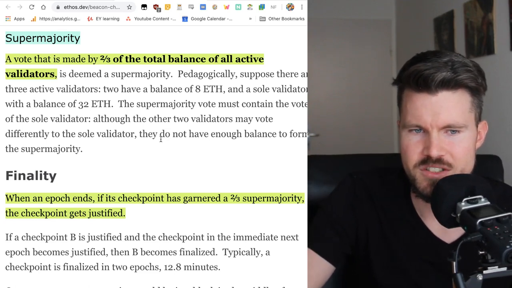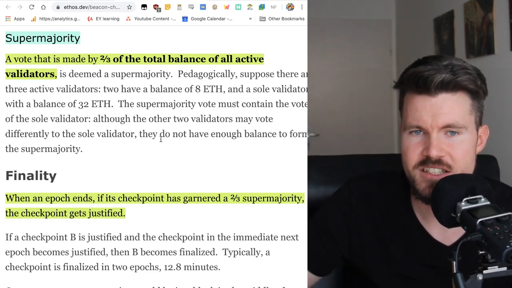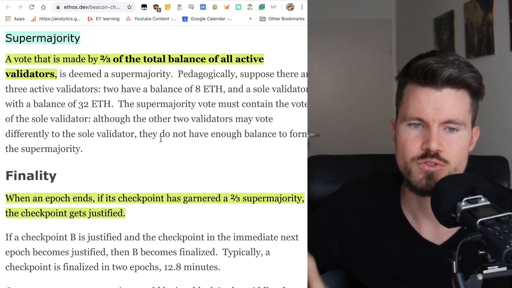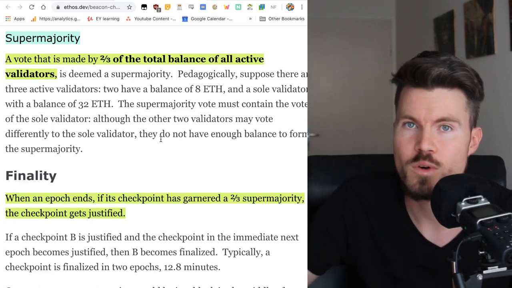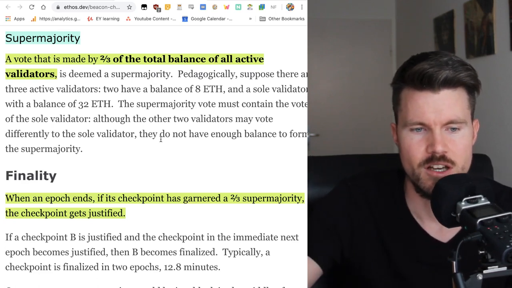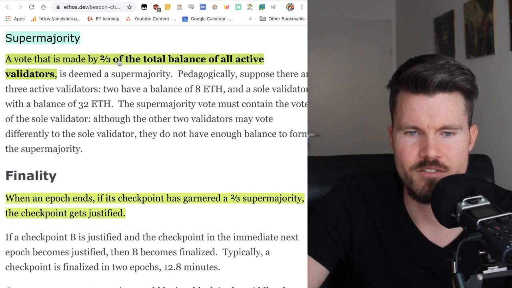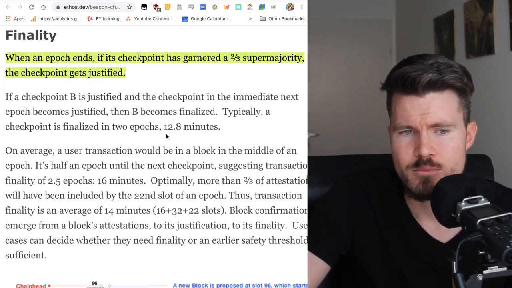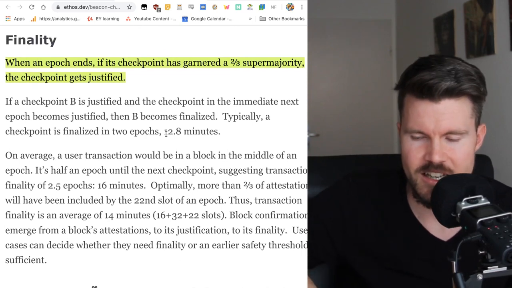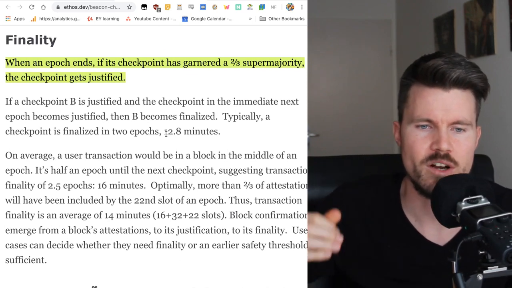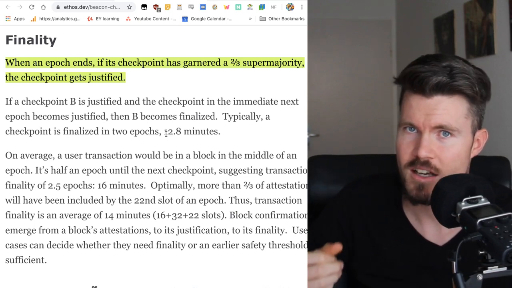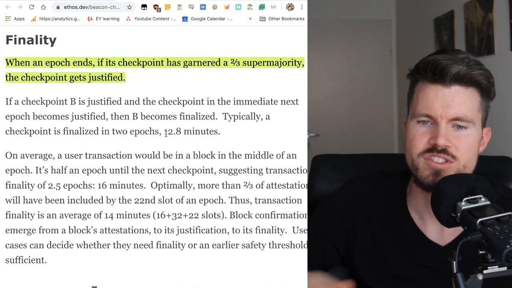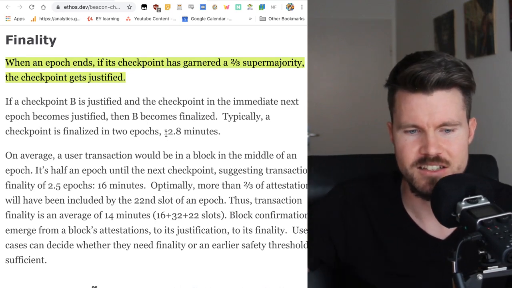Now, there's another important term, and that is a supermajority. Basically, what that means is that votes have been made by 2/3 of the total balance of all activated validators. And this is very important. This voting is very important for finality. Finality is to make sure that an epoch ends. And as soon as a checkpoint has garnered 2/3 of the votes, well, the previous epoch gets finalized.